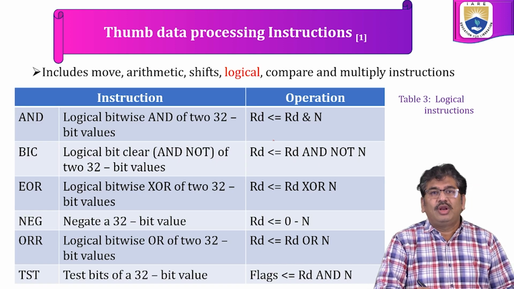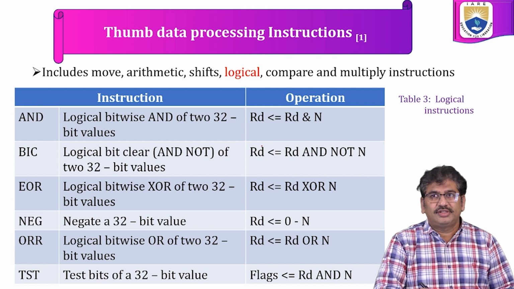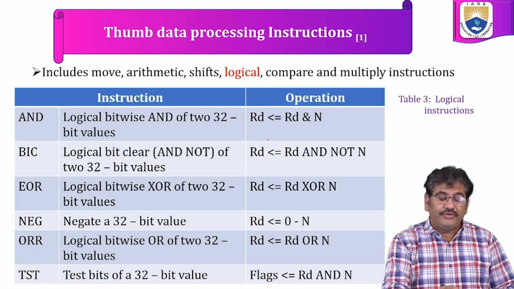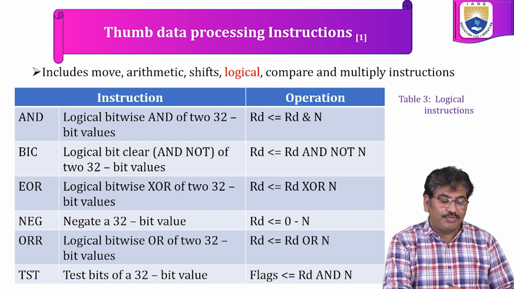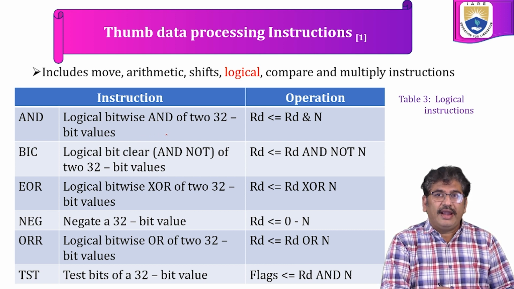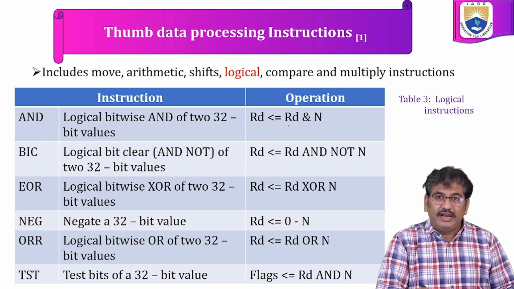The next category belongs to logical instructions. Table 3 lists the logical instructions supporting the Thumb mode in the ARM processors. The various logical instructions supported are AND, which is logical bitwise AND operation of two 32-bit values. It will perform a bit by bit AND operation between RD register and immediate data or RM register which you have placed in N place, and the result will be stored in RD register.